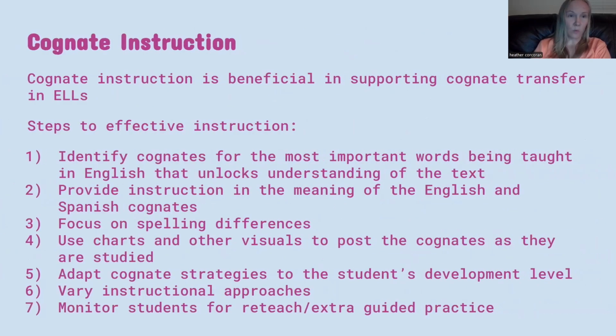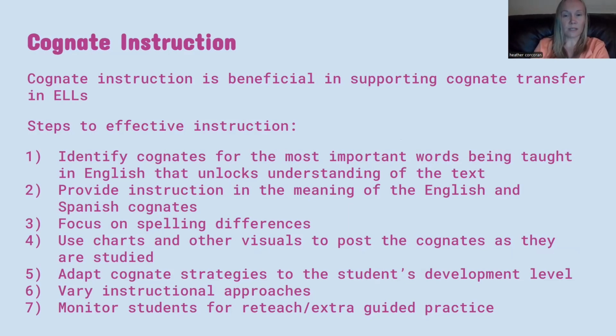So in the classroom, we can explicitly teach these cognates, and this is known as cognate instruction. It's beneficial in supporting that cognate transfer in our ELLs, and there are steps I've outlined here on how to effectively do this. So anytime you're about to introduce text of any kind to your Spanish-speaking students, you want to look for those cognates. And there are many resources to help you accomplish this, whether you're running the document through a translation program in Google and having the text generated in that language and then looking for those cognates. There are cognate word lists out there too.